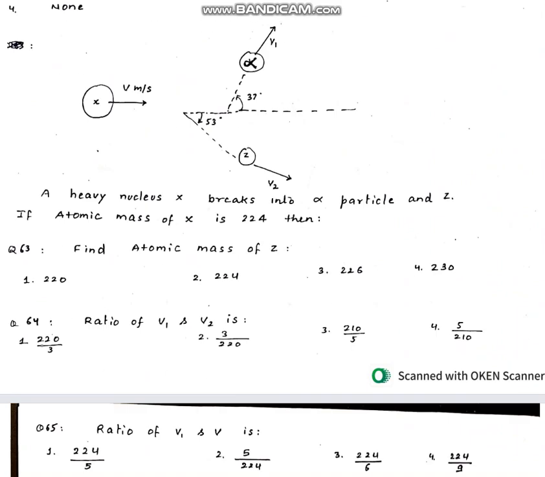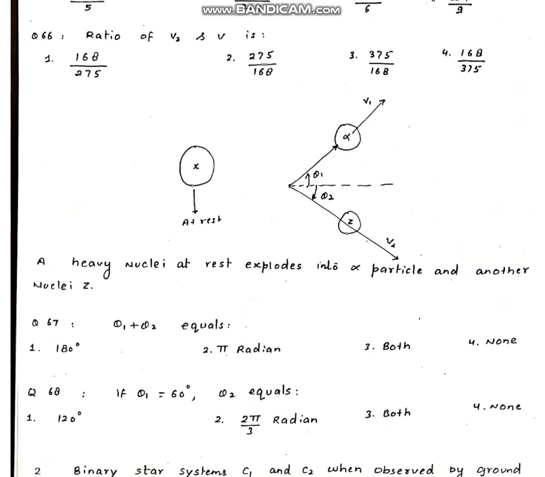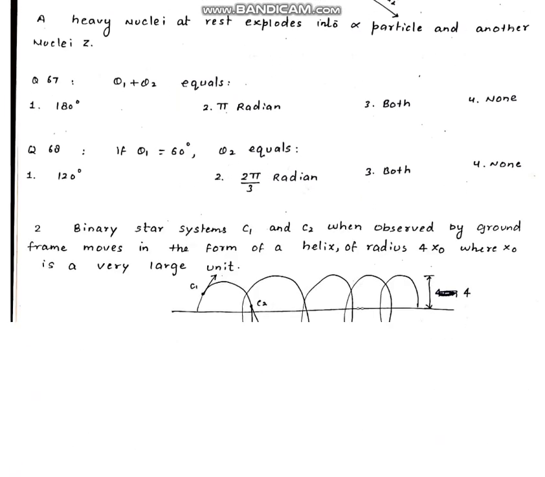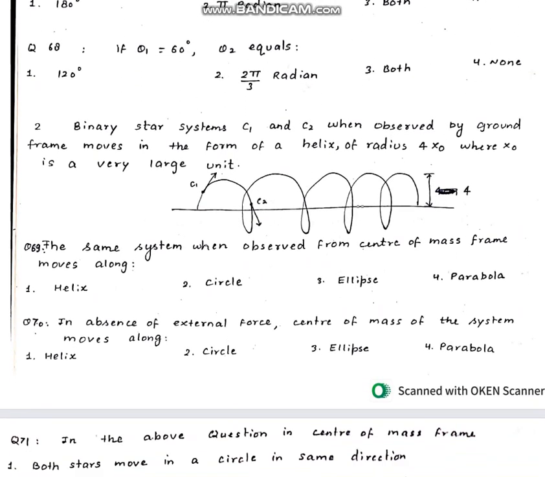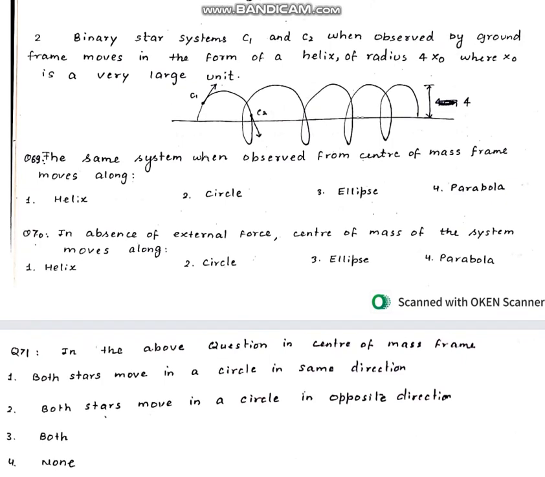Then we are given a question on oblique collision of two particles. Then a question based on explosion of heavy nuclei. Then we are given a binary star system, and we need to find the location of their movement as per the frame of center of mass.